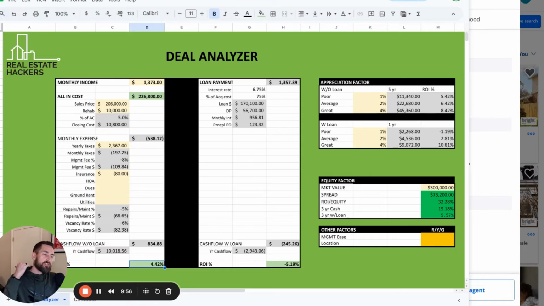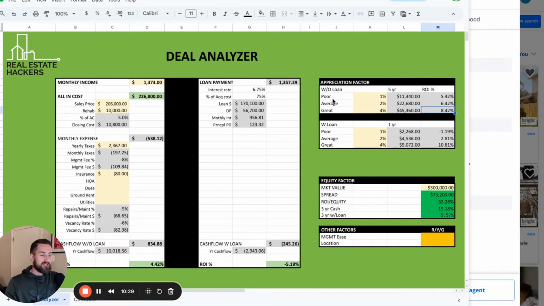Because a lot of times we don't think about appreciation, but that does factor in. If you're buying in a great area that has a lot of demand, you can look at that. It's a speculative stat, but it's something you should consider. And the same thing if you have the property without a loan and it appreciates 4% a year over 5 years, this 4.42% is going to go up to 8.42%.